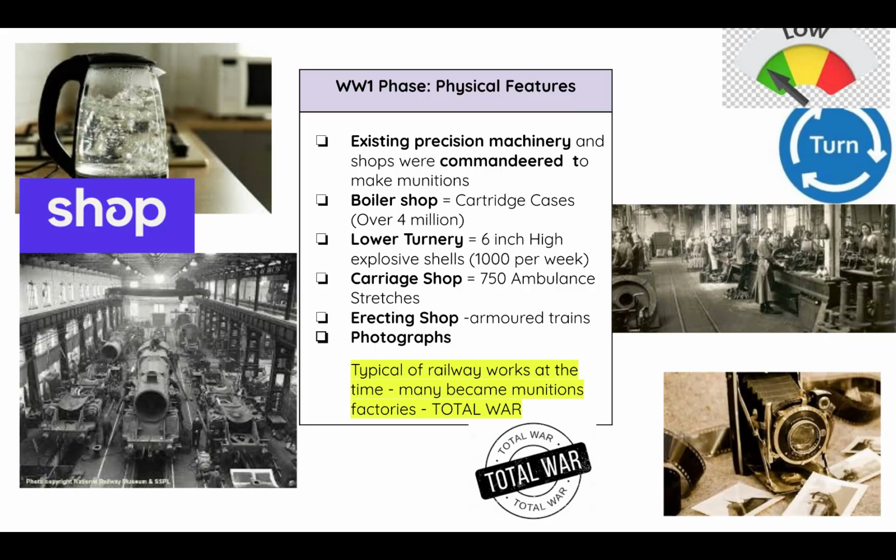So physical features we can use for this time period. Workshops were easily adapted because they already had precision machinery in these workshops. But the boiler shop was producing cartridge cases, the lower ternary was producing shells up to 1,000 a week, and the carry shop was producing ambulance stretchers that were used on the front line. Around 750 of those were produced at the plant works.